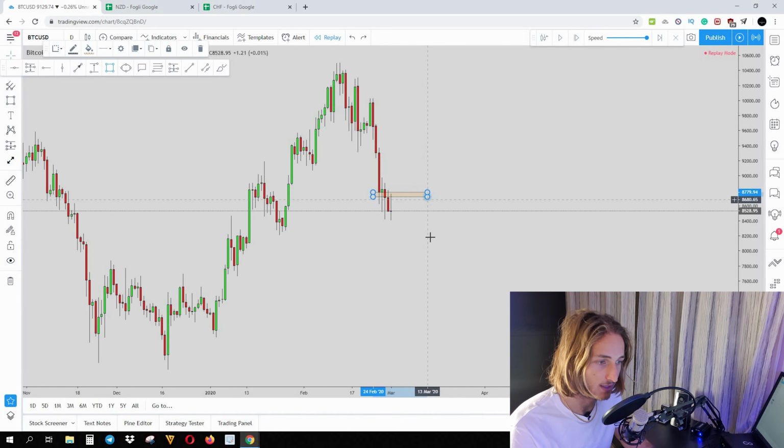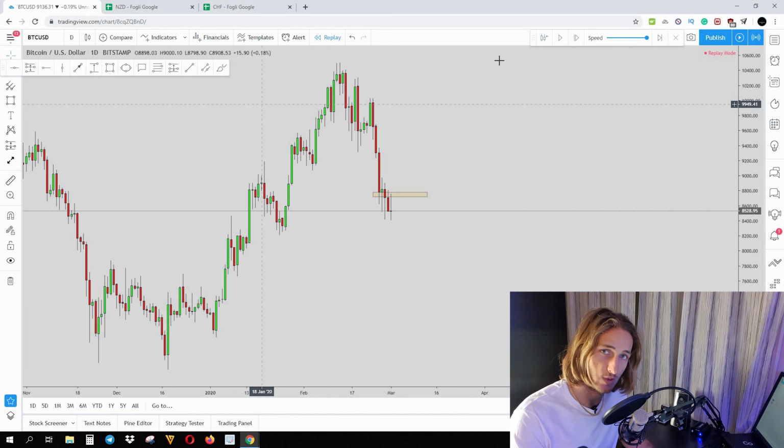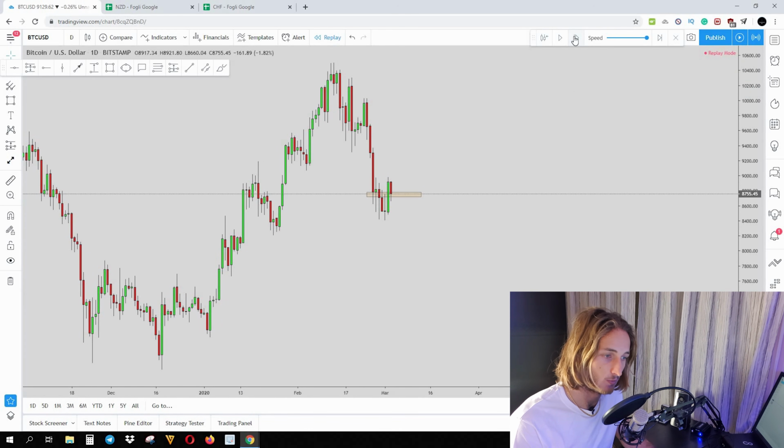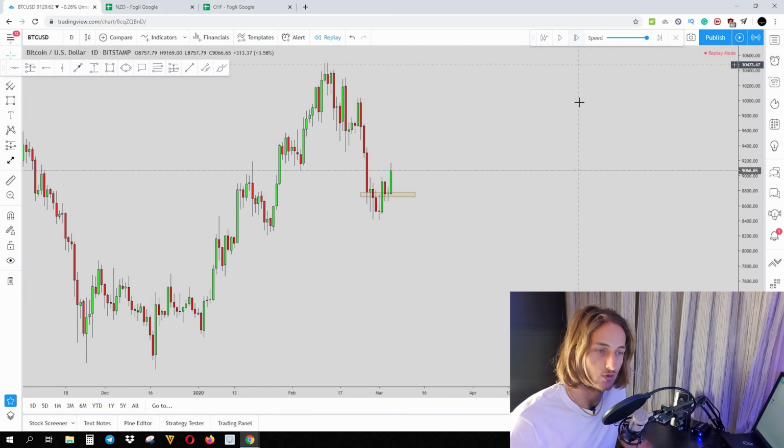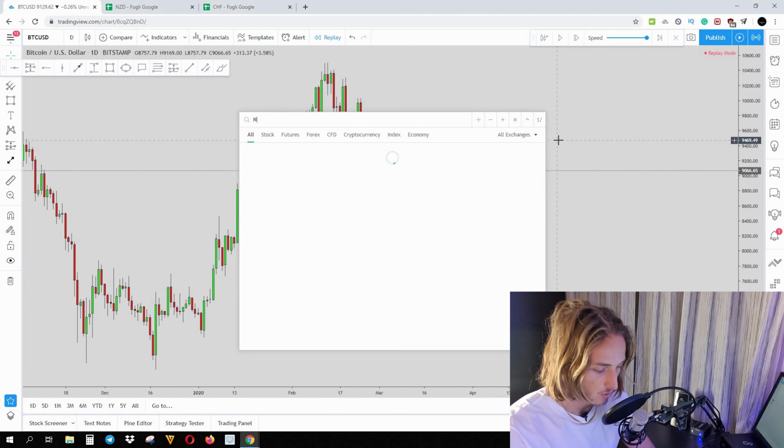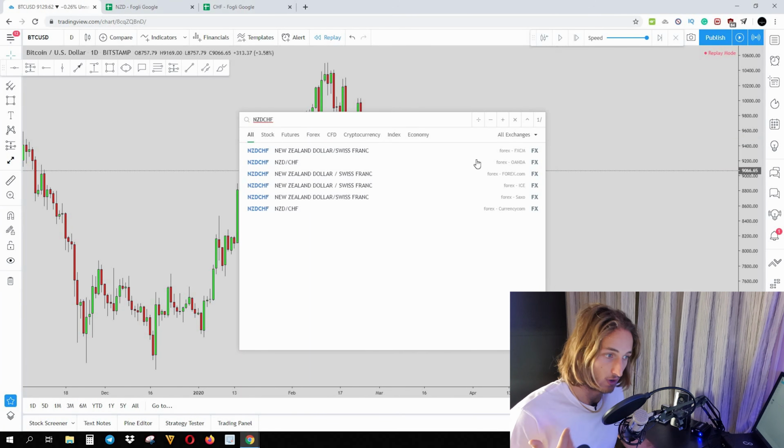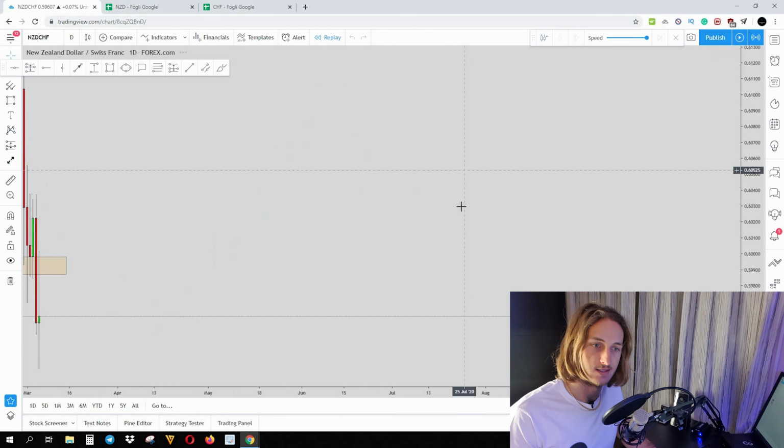And what is happening now? Now the market created exactly the same situation that we have on NZDCHF. Look what happened next. The market broke back above, retested the area, and continuation to the upside. So that is exactly what could basically bring for us an opportunity on NZDCHF, right?